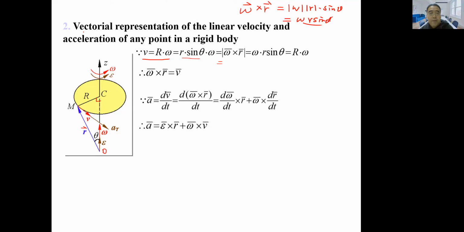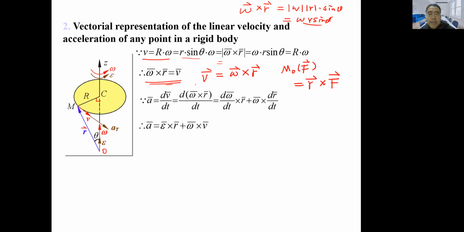So this vectorial representation of the linear velocity means linear velocity V can be found using this omega vector cross product R vector. Do you remember what we had when we talked about the moment of a force to a point? It will be the position vector R cross product force vector F, right? So it's more like this. So we have V equals this.